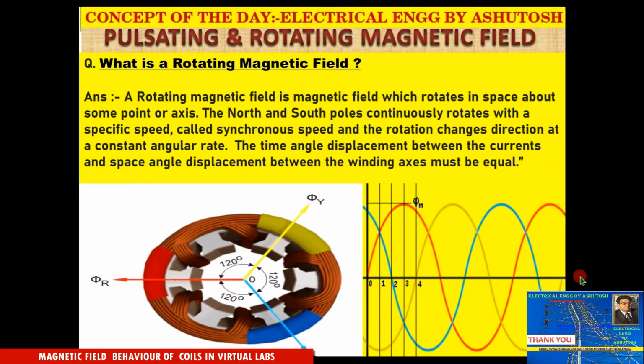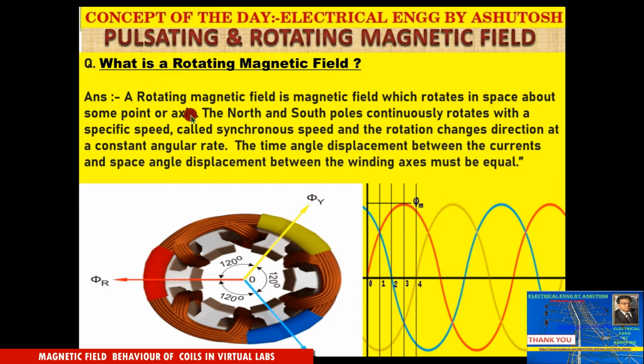And the second question arises: what is a rotating magnetic field? So guys, when three phases are associated and they are mechanically displaced at 120 degree phase shift apart, then a rotating magnetic field is developed. These are the three phases, you already know, R, Y, B, and these are the three coils placed mechanically at 120 degrees apart.